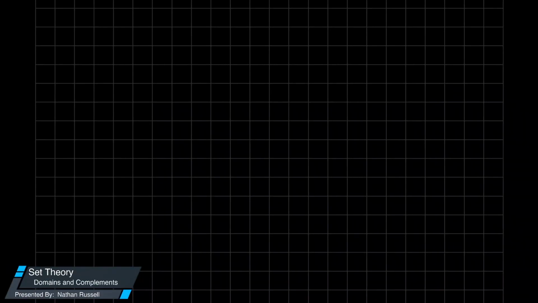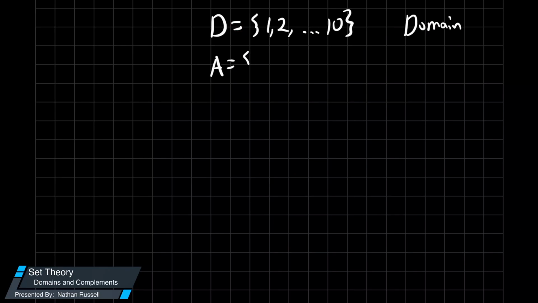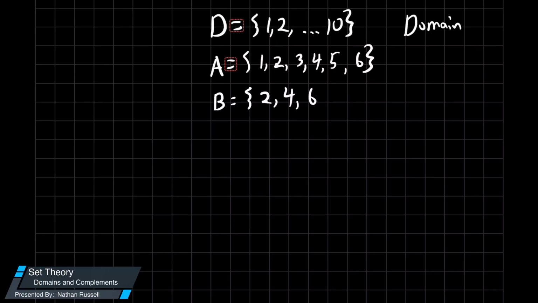Let me demonstrate an example that sometimes catches students off guard, and it can actually sneak in with anyone. It's just a matter of paying attention to what's going on. So let's suppose that we have D, a domain, and that it's the set of numbers 1, 2, dot, dot, dot, all the way up to 10. So just the whole numbers from 1 to 10, and we are going to label this the domain. And then let's suppose that set A is the set of numbers 1, 2, 3, 4, 5, and 6. And then we'll say that B is the set of numbers 2, 4, and 6.